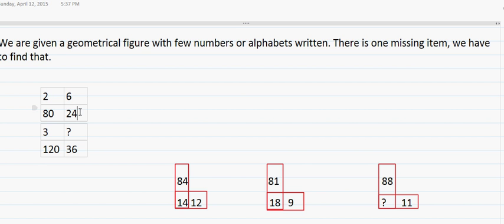Then we can also see something like 2 divided into 80 is 40, 24 divided by 6 is 4, then 120 divided by 3 is 40, so this divided by this should be 4, so this should be 9, and we have 9 in the answer choices. So by hit and trial we found that 9 is the answer. So options usually help you. Actually, options do not help you.